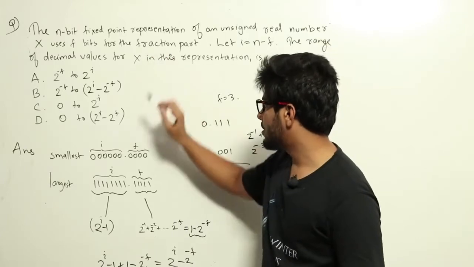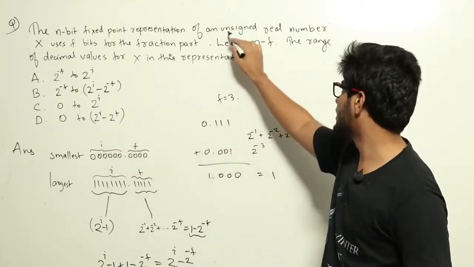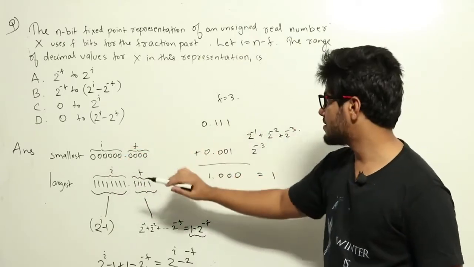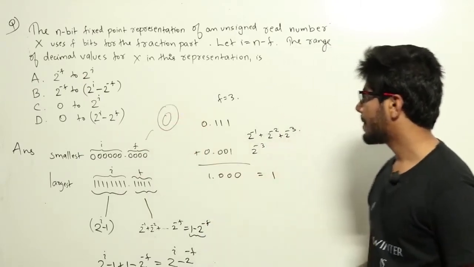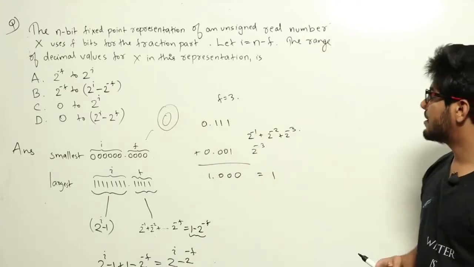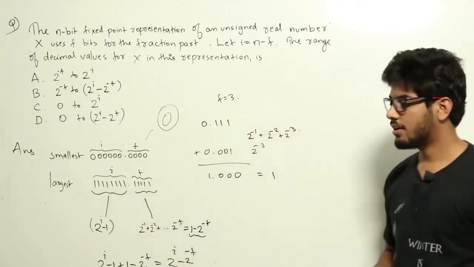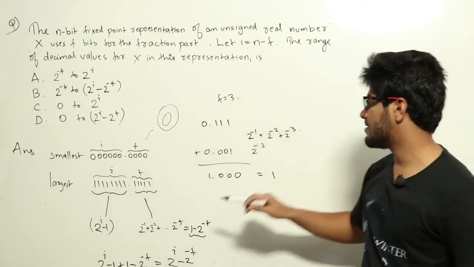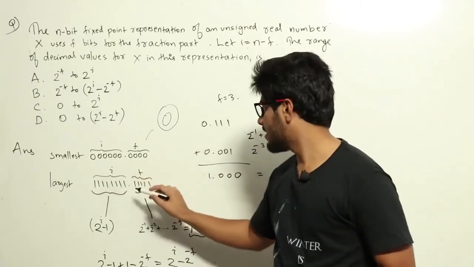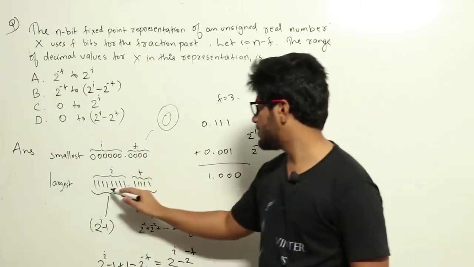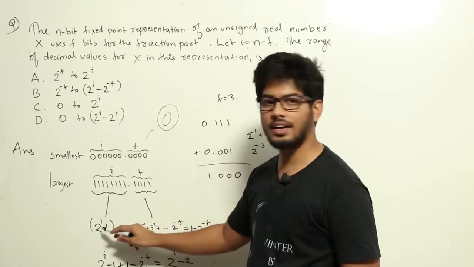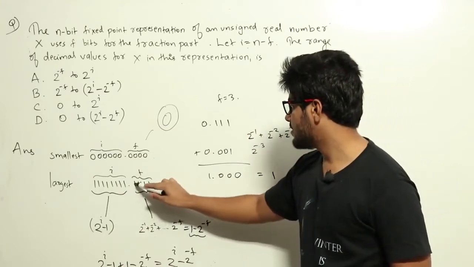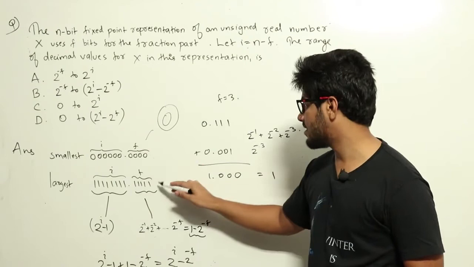So the smallest real number which can be represented using n bits, since it's given unsigned real numbers, would be represented in this format: 000.000, all zeros. This is nothing but zero. And the largest number which can be represented using n bits is 1111.1111. Now, if you look here, this part will be n minus f. In the question, it's given that I equals n minus f. So this part would be I and this part would be f. So the largest number which we can represent using I bits is 2 power I minus 1. So this part would give the number 2 power I minus 1. And this part will be f bits, which is giving the fractional part of the number.